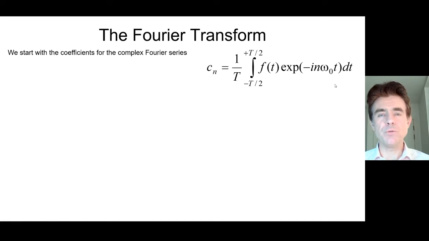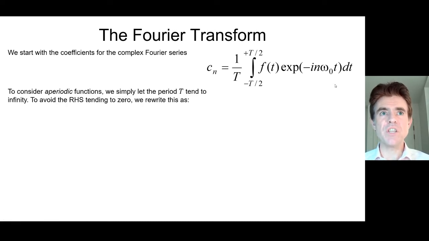Now, what we're going to do then is let the period T tend to infinity in order to look at these coefficients for the case of functions which are not periodic. In other words, if that period tends to infinity, then effectively the function is not periodic. Now to do that, if T is tending towards infinity here, then it would look like this expression on the right-hand side would tend to 0.